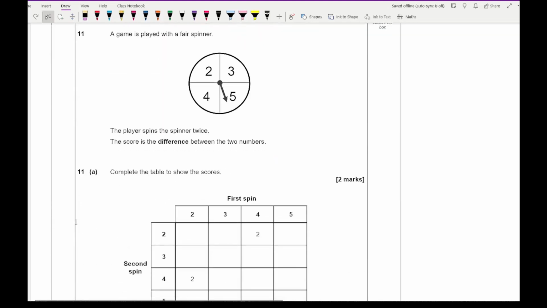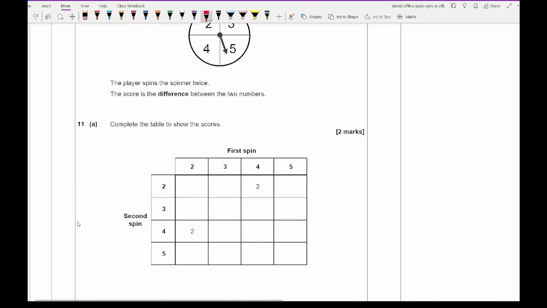Moving on to question 11, it says that a game is played with a first spinner. The player spins the spinner twice. The score is the difference between the two numbers. And the question is asking us to complete the table shown. So what we've got to do is just take away one number from the other. And again, we're looking for the difference. So we're not going to include any negatives. So that's going to be 0, 1, and that's going to be 3. And then we're looking at 1, 0, 1, and 2. Then 2, 1, 0, and 1. And 3, 2, 1, 0.